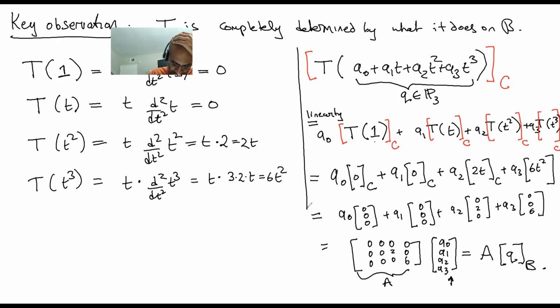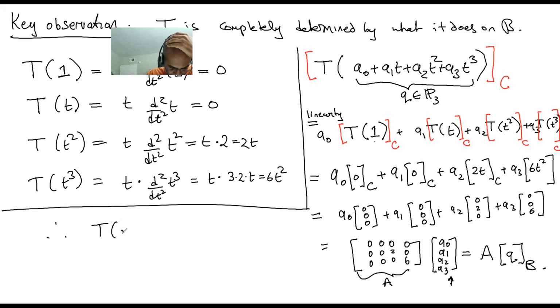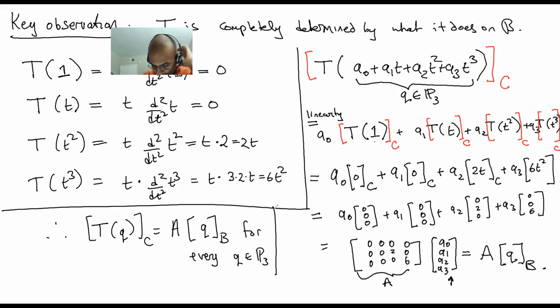So actually, we solved this example. Therefore, T of Q in the output basis equals this matrix, well, let's just call it A, times Q in the input basis for every Q in P3. And so we solved the problem in this example.